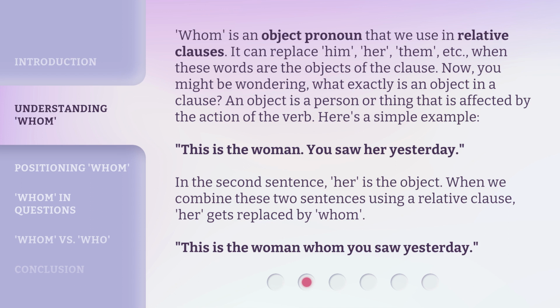Here's a simple example. This is the woman. You saw her yesterday. In the second sentence, her is the object. When we combine these two sentences using a relative clause, her gets replaced by whom. This is the woman whom you saw yesterday.